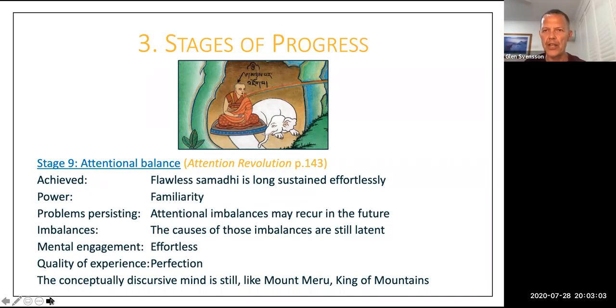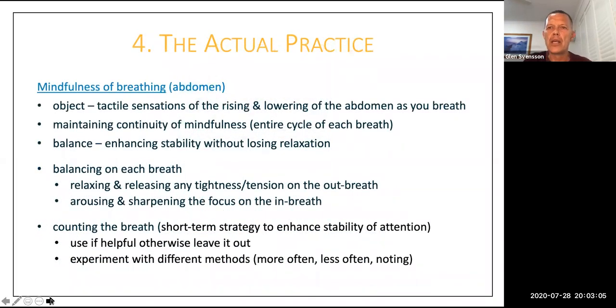So we'll leave the stages of progress there, and we'll go back to the actual practice, the shamatha practice we're doing at the moment. And the practice is the mindfulness of breathing, focusing on the abdomen. So what we've seen here is that, of course, on the basis of relaxation, we work on improving stability of attention. So for stability of attention, it's important to maintain this continuity of mindfulness throughout the entire cycle of each in and out breath. So we're improving stability of attention, but balanced with relaxation, not losing relaxation.